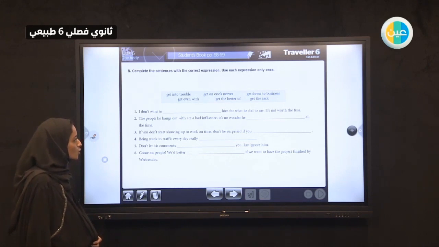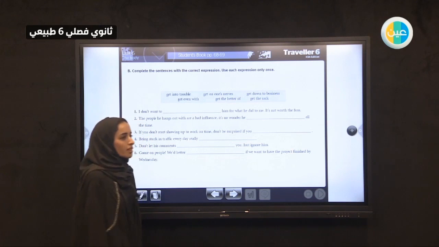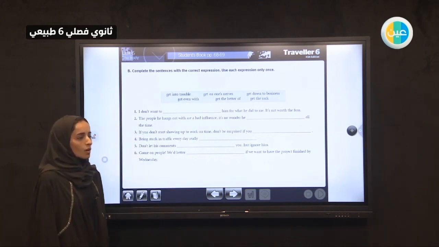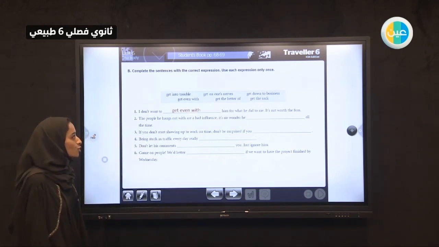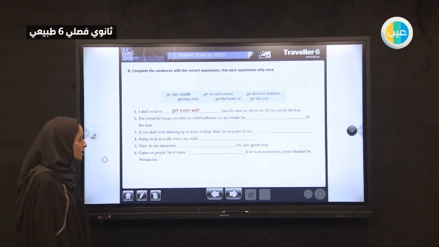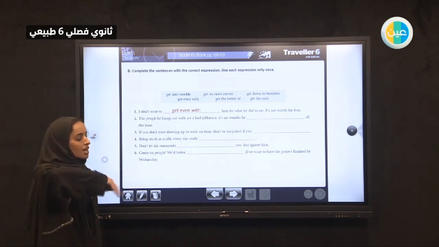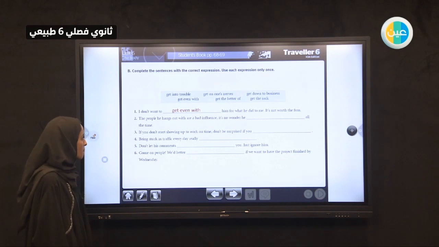I don't want to get even with him for what he did to me. It's not worth the fuss. So I don't want to take revenge. I don't want to get even. I am much better than him, and I don't want to get even with him. He is the mean person, and I am much better than them.